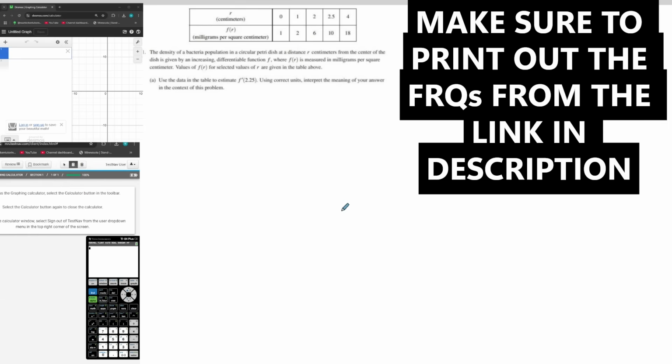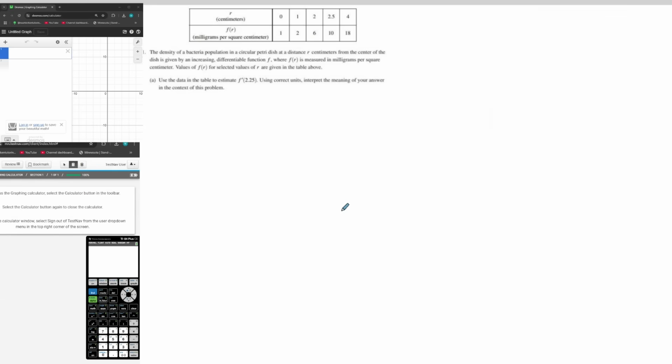So in this first question, we're usually going to be given a table, okay? In this one, we're told the density of a bacteria population in a circular petri dish at a distance r centimeters from the center of the dish is given by an increasing differentiable function f, where f of r is measured in milligrams per square centimeter. Values of f of r for selected values of r are given in the table. And then it tells us in part A, use the data in the table to estimate f prime of 2.25, and then it says using correct units, interpret the meaning of your answer in the context of this problem.